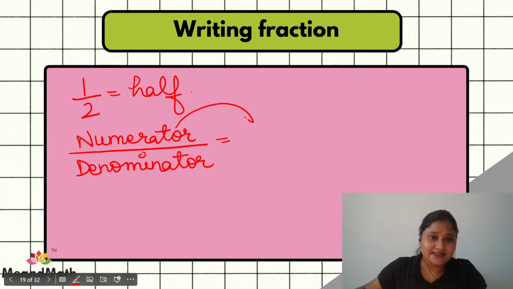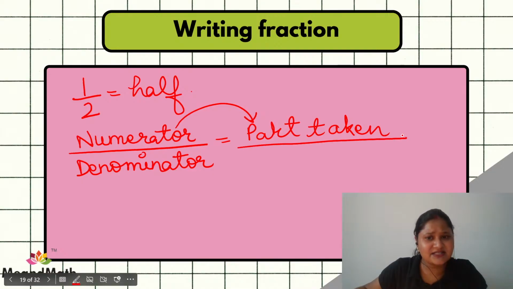This numerator tells about the part that we have taken. Part we have taken, या part जो बचा है, या part जो हमने लिया है, या part जिसमें हमने divide किया. So it always tells us about the part that we have taken, we have divided into, all the part left. Okay. What about the denominator?